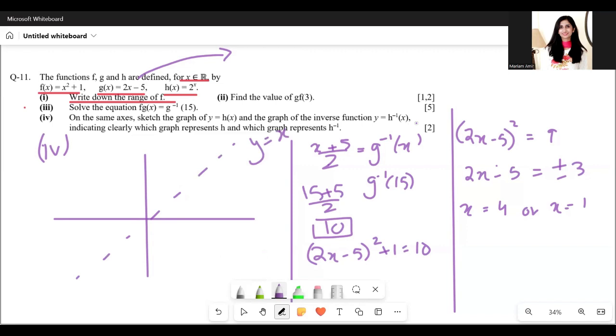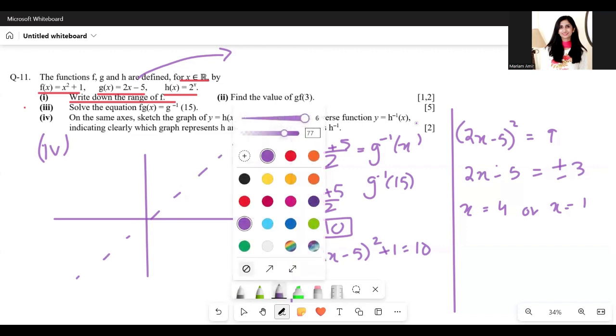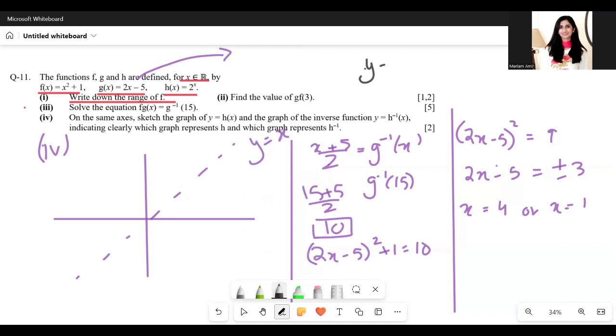Okay. Next, I'm going to draw the graph of the exponential function y is equal to 2 power x. So you know that from O levels that it starts from here, shoots up like this, and cuts the y-axis at 1. Now a reflection of this graph would look like this, and it would cut the x-axis at 1. So we have to label h(x) and h inverse of x. So here it is.